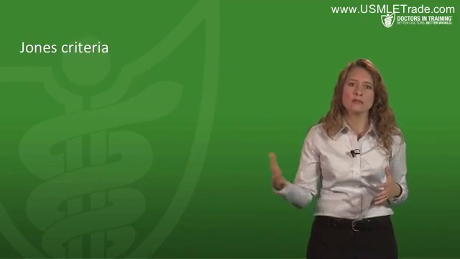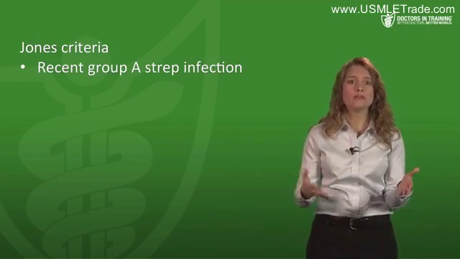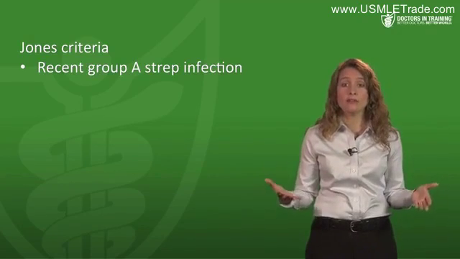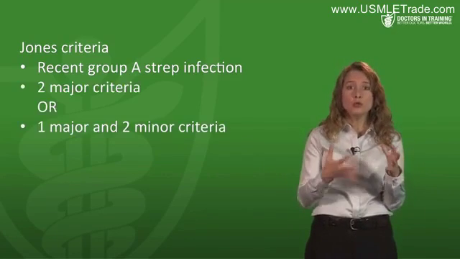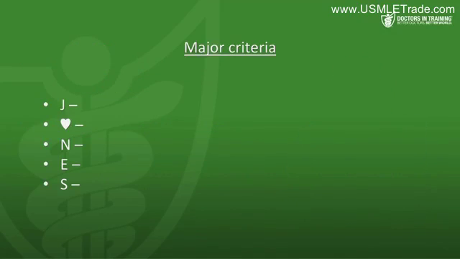To diagnose rheumatic fever, we use the Jones criteria. First, you have to prove that there was a recent Group A strep infection, and then you need to observe typical manifestations of rheumatic fever in that patient. They need to have 2 major criteria or 1 major and 2 minor. The major criteria can actually spell out Jones, which is very helpful.